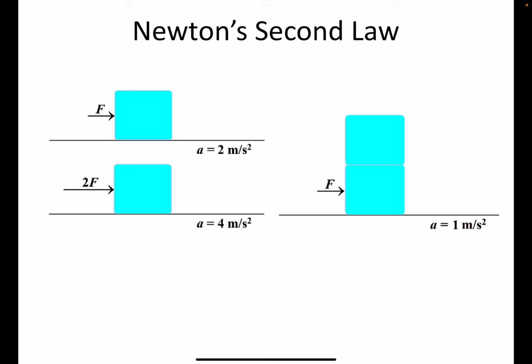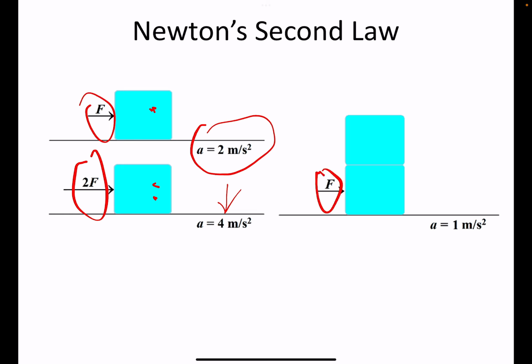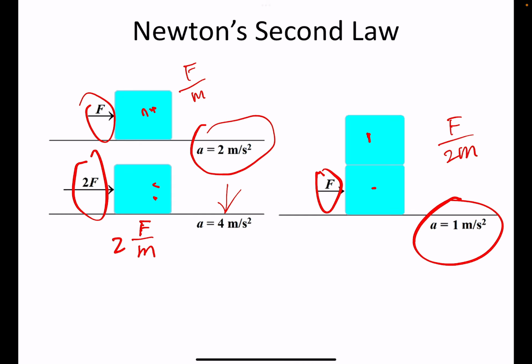Take this one for example. Now, if we have a force acting on one block, the acceleration is 2 meters per second squared. What's going to happen if we double the force? Keep the mass the same, double the force, fix the mass, acceleration should double. Now, if we keep the force and double the mass, the acceleration should be reduced to half of what we have. Because this one is acceleration equals F over m, this one is 2F over m, and this one is F over 2m.